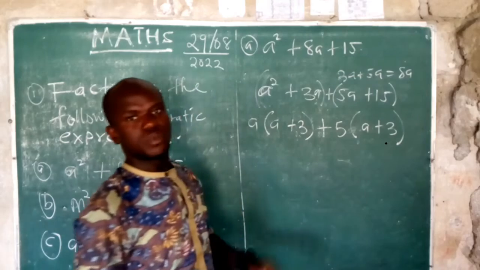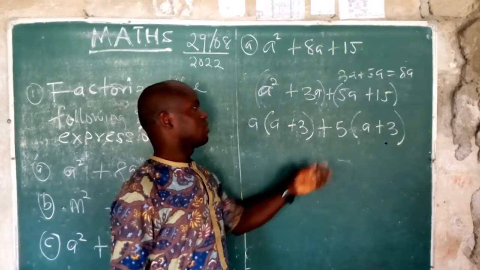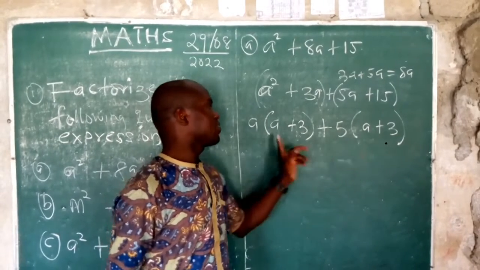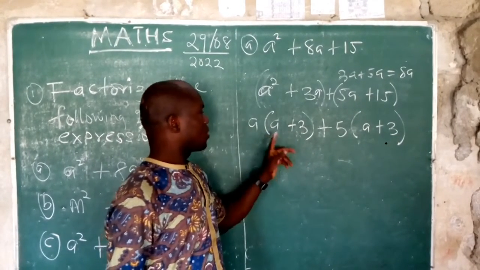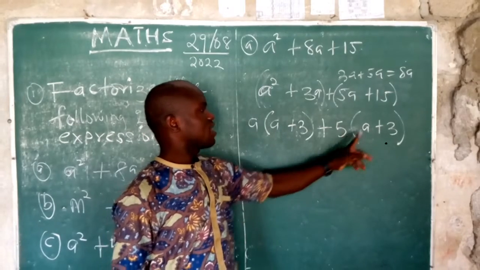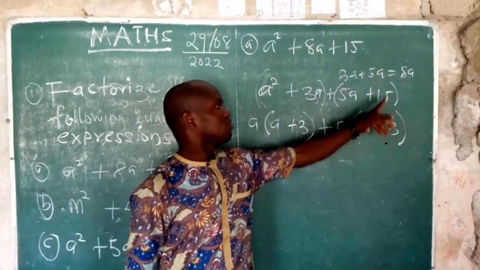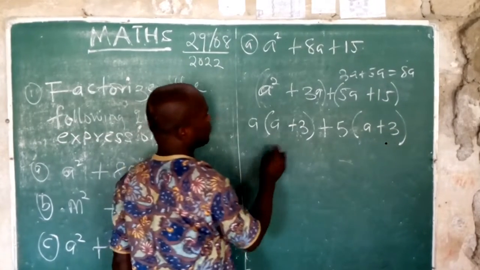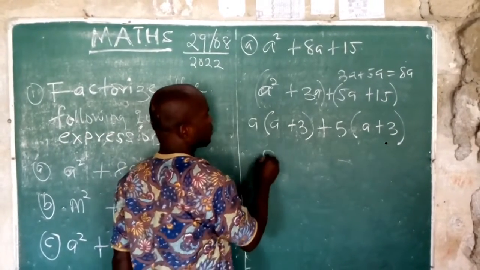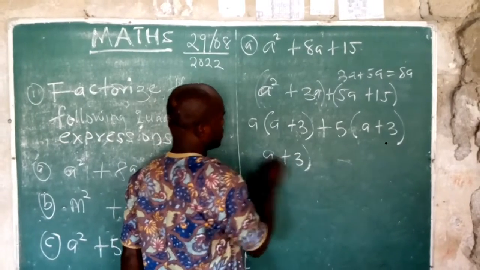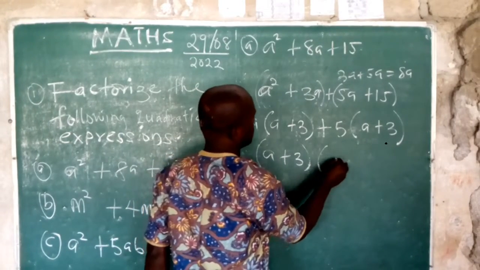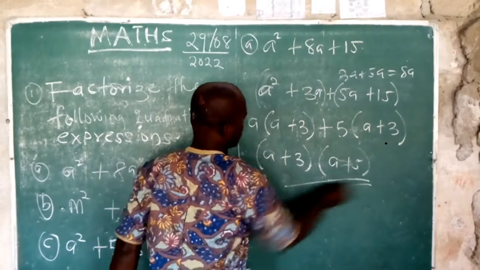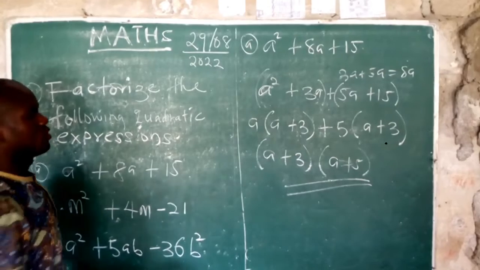You need to be careful here, because most times we may make the mistake of here and here not being the same thing. Here and here have to agree. Now, how to also verify that you are right: 5 times a will give us back this, 5 times 3 will give us back this. If it is otherwise, then know that you are wrong. So since this and this are the same, we pick one. We now have a plus 3, then bracket a plus 5, and this is our final answer to this, right?